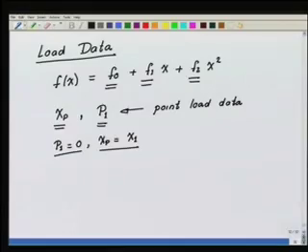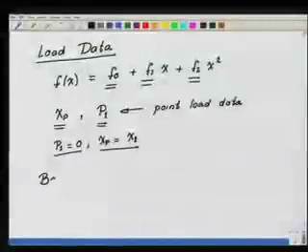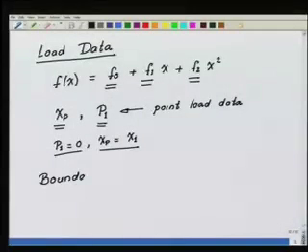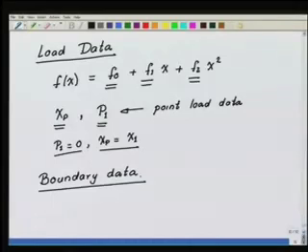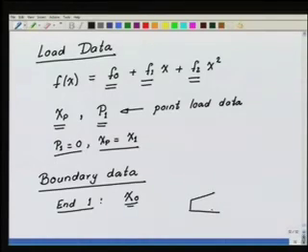So now we have the domain data, the material data, the load data. What else do we need? We need the boundary data, because we need to specify the various boundary conditions. So let us now take end 1. This corresponds to the point x0. If I take my member, what boundary conditions can I have at this point x0?